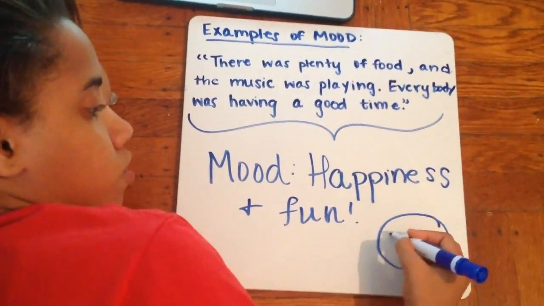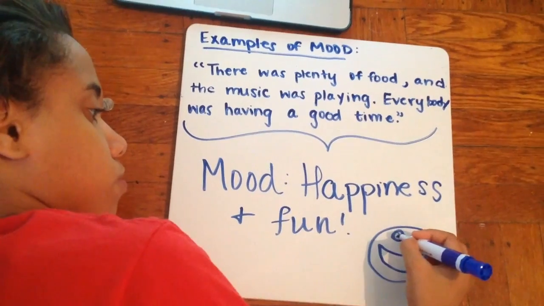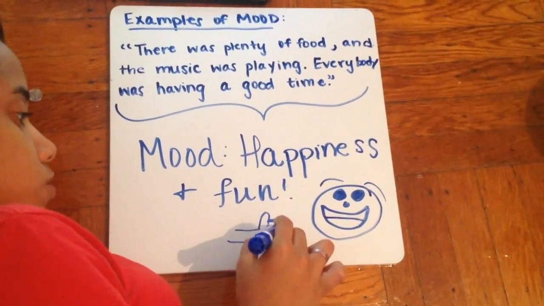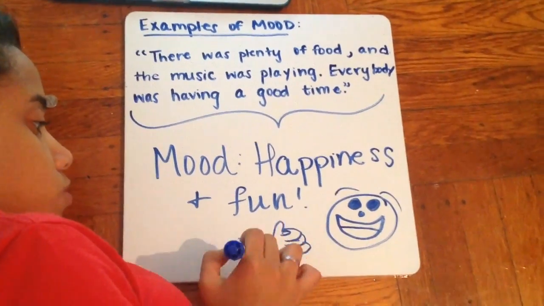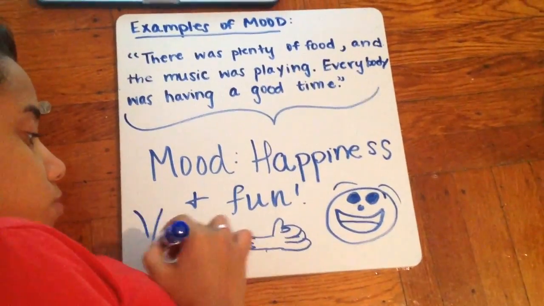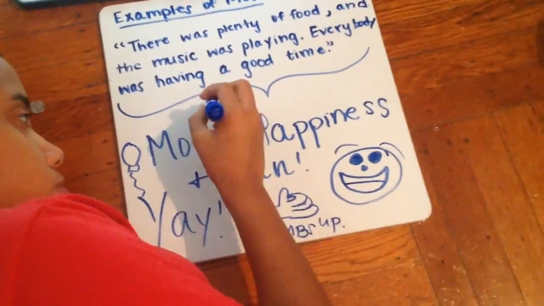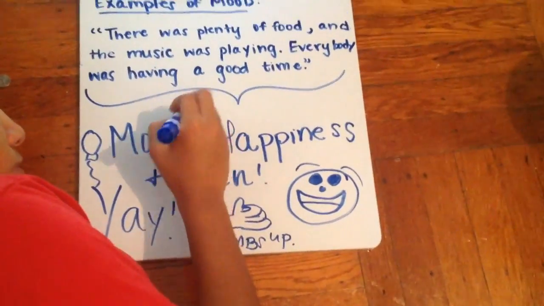The sentence clearly states that there was plenty of food and music playing, and this usually means that there's a party going on, which means a celebration is going on. And considering that everyone is having a good time means that it is pretty much a joyous occasion.